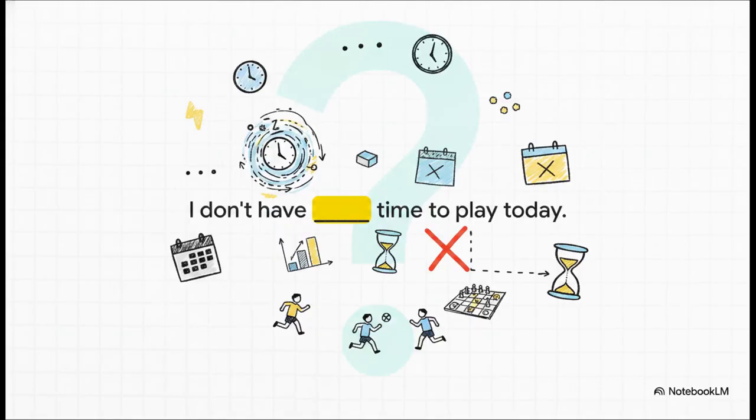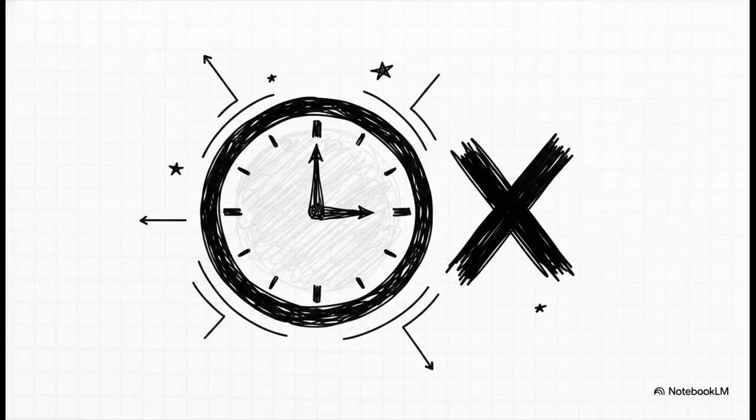All right, here is our final scenario for today. I don't have blank time to play today. Take a close look at the noun time and pay attention to the negative tone of this sentence itself. What fits best? Since time is an abstract, uncountable concept and we're dealing with a negative sentence, much is literally the only choice that works. I don't have much time to play today. Awesome job. We've totally got this down.